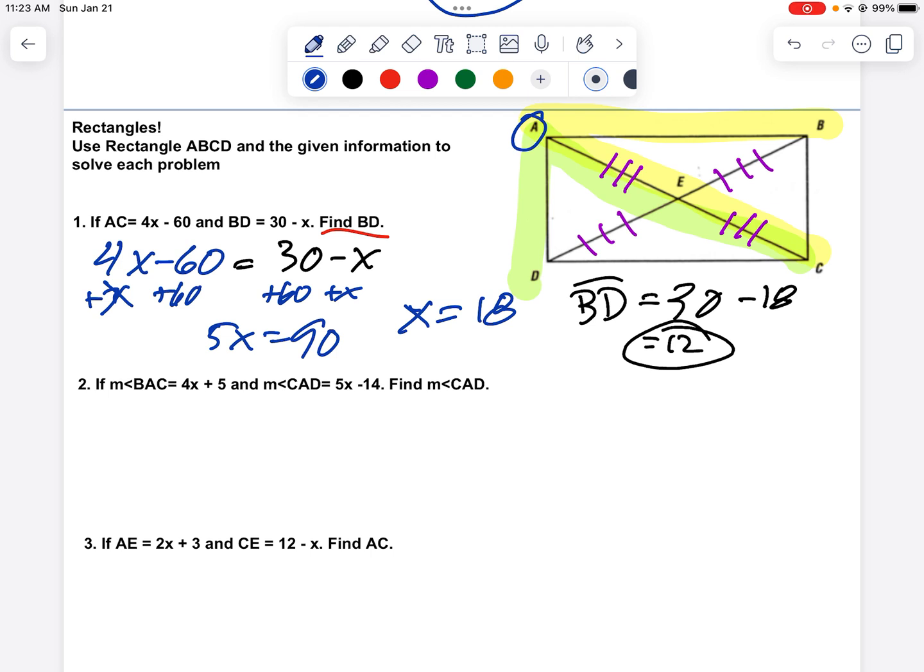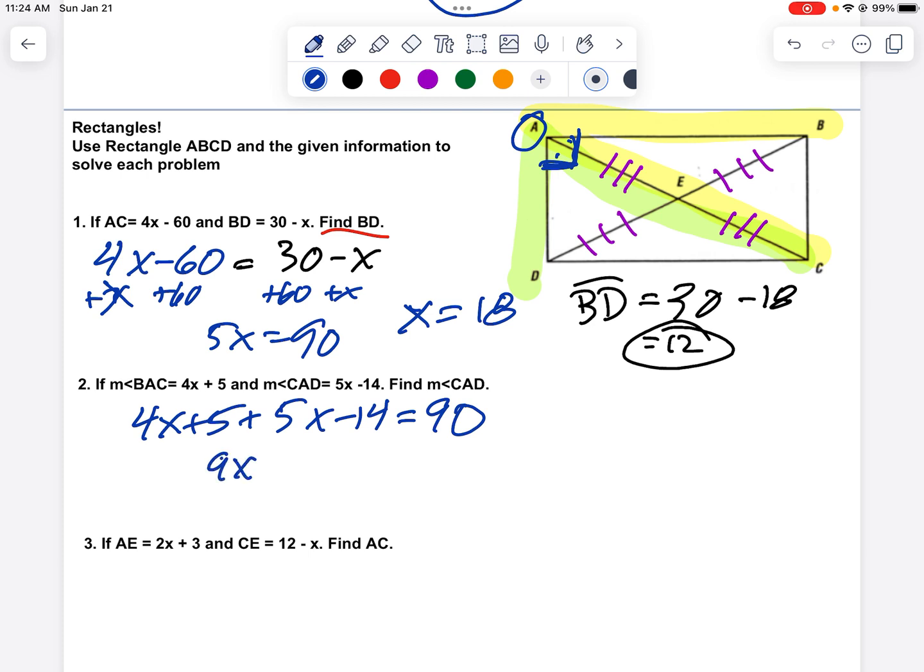Well, we know the types of corner angles we have in a rectangle are right angles. So I know that BAC is 4x plus 5, and CAD is 5x minus 14. And when we think about those angles together, I think addition, they have to make a right angle. That means they have to equal 90 degrees. They're not equal to each other, because in a rectangle, that says nothing about that angle being bisected. Our next two shapes will have bisected angles, but not a rectangle.